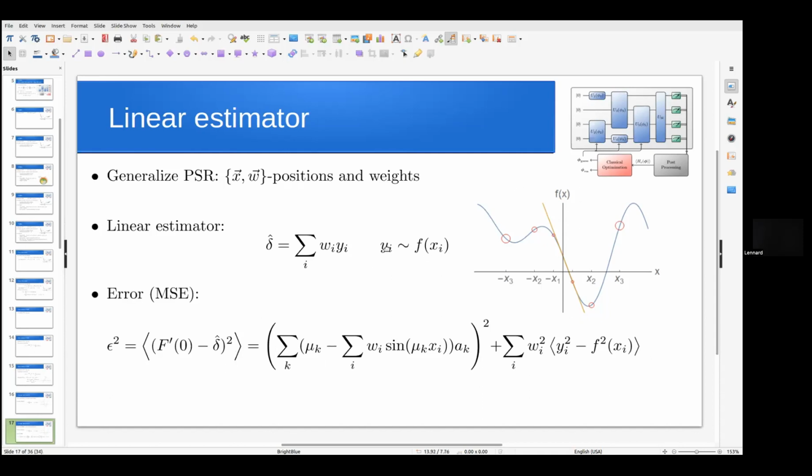So y_i is the measurement result. f of x_i is what it's supposed to be. If we plug all that in, we get those two terms. So we get here the mu_k a_k, which is the true derivative, while this Fourier term is what we get from our estimate. And then we have the difference between the y_i squared and f squared. So we have some statistics.